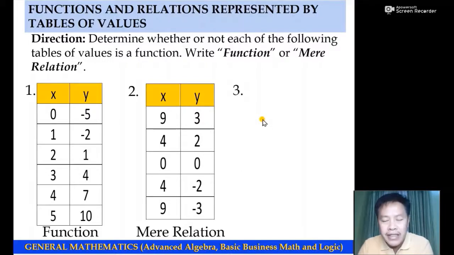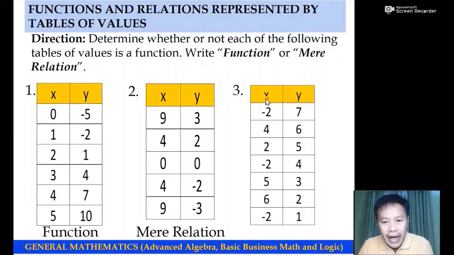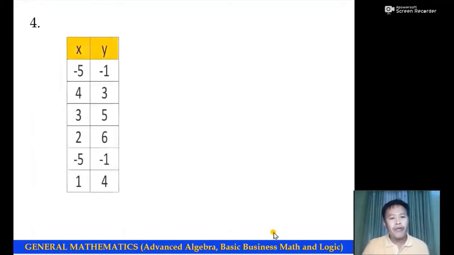The table of values is this one. Our x values are negative 2, 4, 2, negative 2. Now, you have negative 2 here. You're going to observe if this negative 2 has different images. If that will be the case, it is no longer a function and this is a mere relation. We will proceed with number 4.